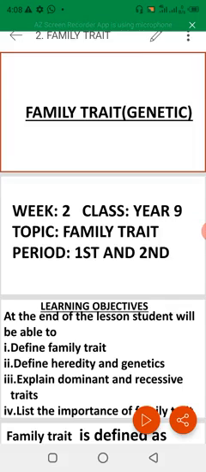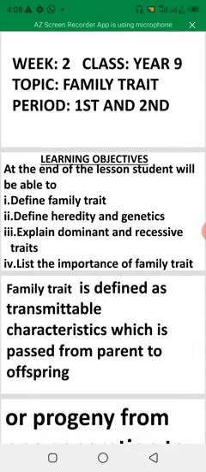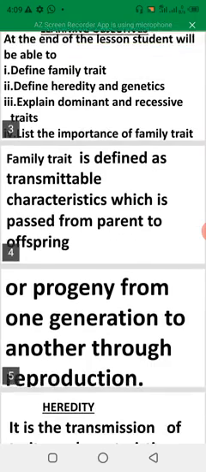Today we are going into our lesson, family traits. The objectives of this lesson are, number one, to be able to define family traits. Also, to be able to define heredity and genetics. Also, to be able to explain dominant and recessive traits. Then list the importance of family traits.